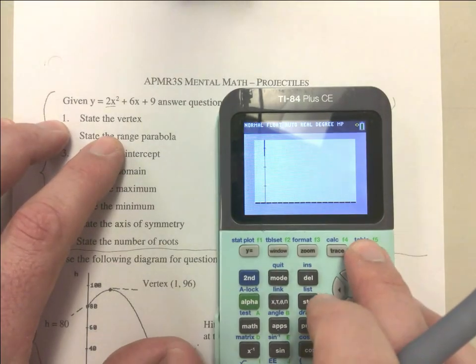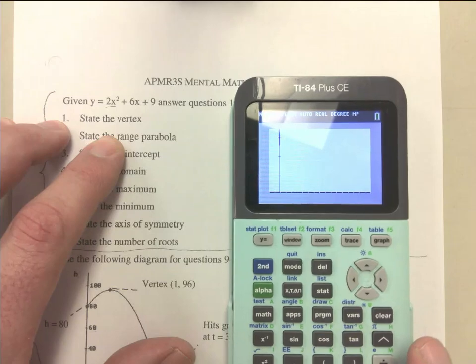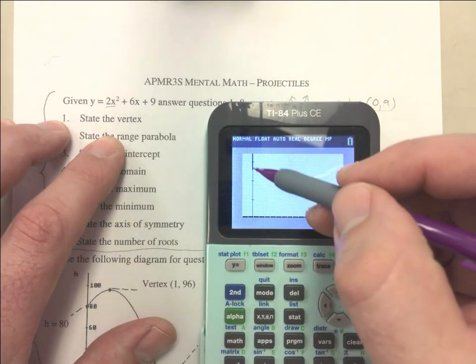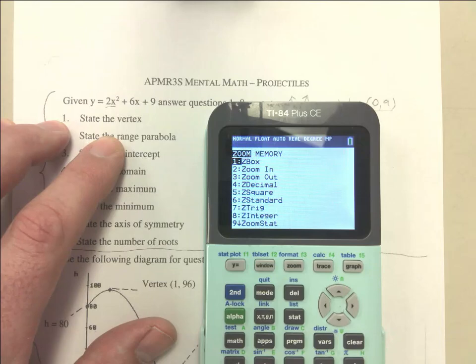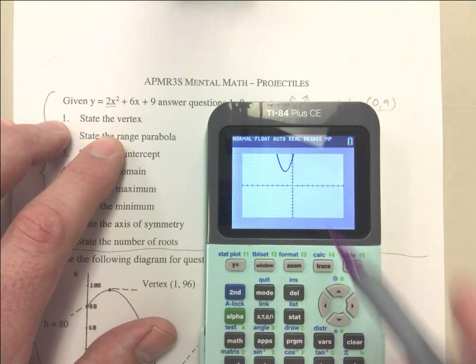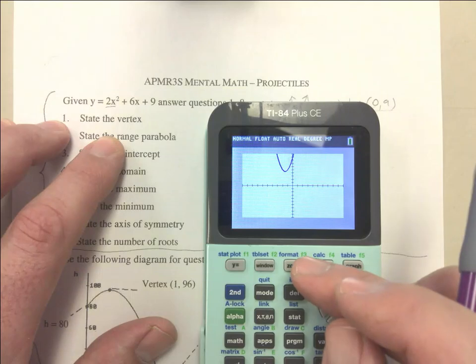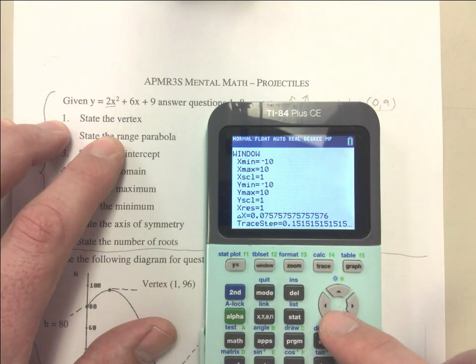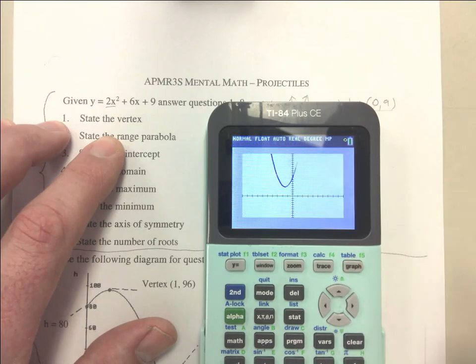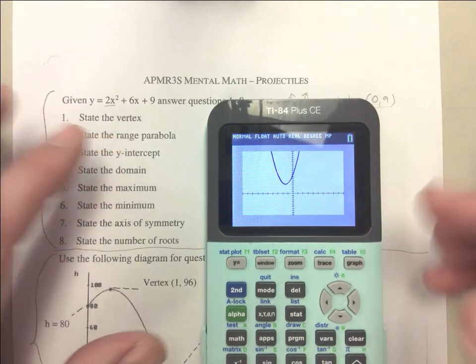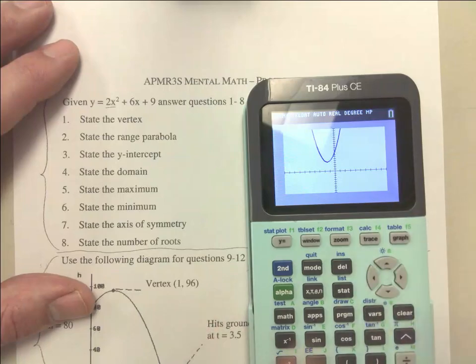I graph it. It's not a really good graph right now. I see something here, so I'm going to go Zoom Standard. Zoom Standard does a pretty good job. I'm going to customize my window a little bit. I'm going to go higher in my Y max. That's a pretty good graph. It never crosses the x-axis, so it's one of those, right? Let's figure out the vertex.